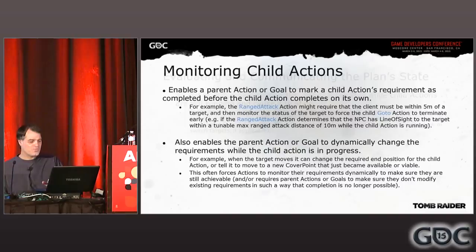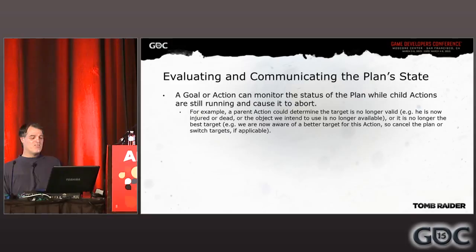Another important thing is that we have our goal or action have the ability to evaluate and be aware of the current state of the child actions. And we may want to decide at some point that we no longer want to do this. So for example, when the ranged attack action is moving to get into range for a ranged attack, maybe it decides that the target has become injured or dead and I don't want to do this anymore, so I'm just going to cancel the plan. So even though the go-to is the active action, it's the parent action or the goal that is monitoring the plan and has the ability to make the determination that we should no longer do this. Or perhaps change to a different target, if that's feasible.